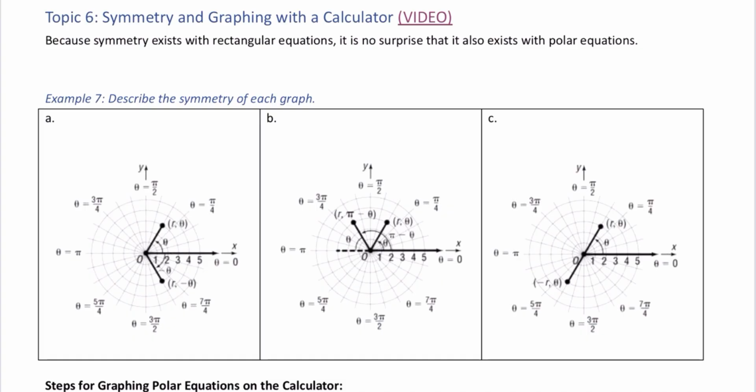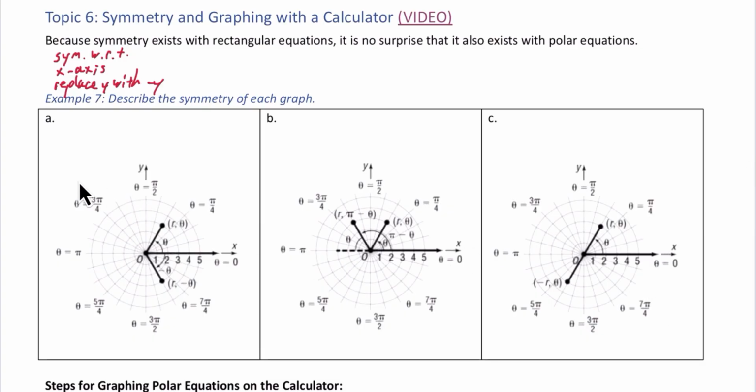So if you recall, symmetry with respect to the x-axis. To do that, we replace y with negative y. And if we get the equivalent equation that you started with, essentially you have symmetry with respect to the x-axis. Similar to what we have here.